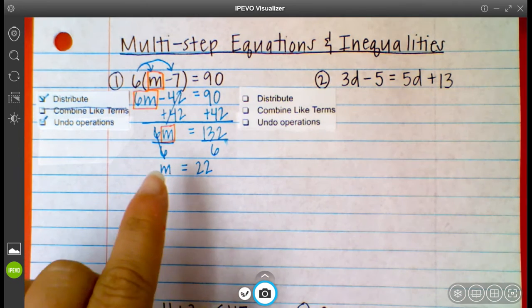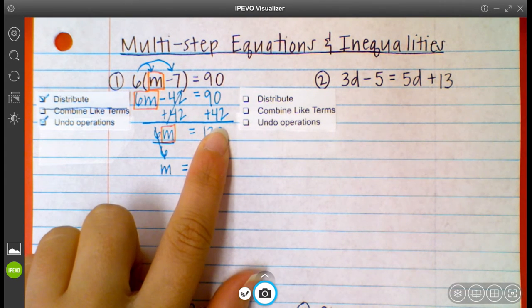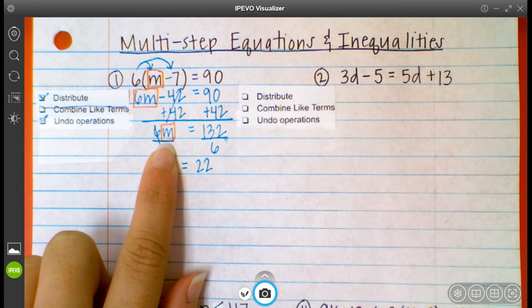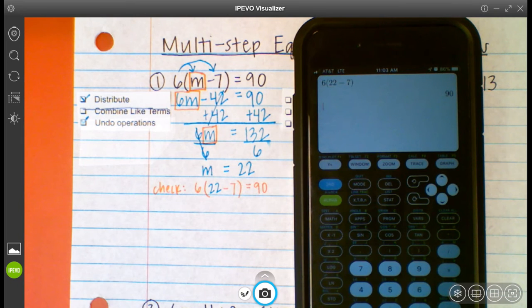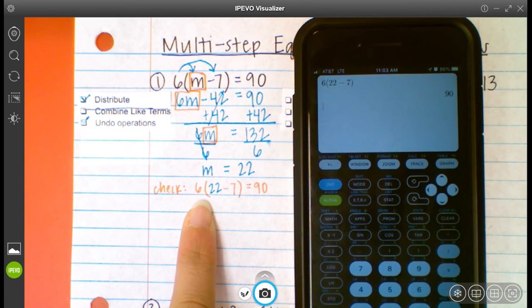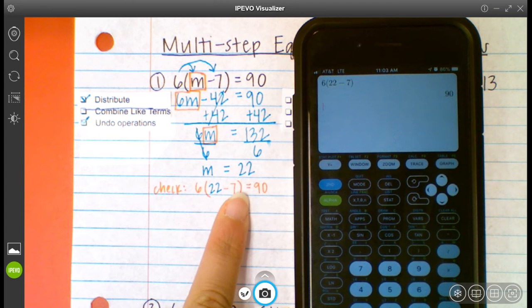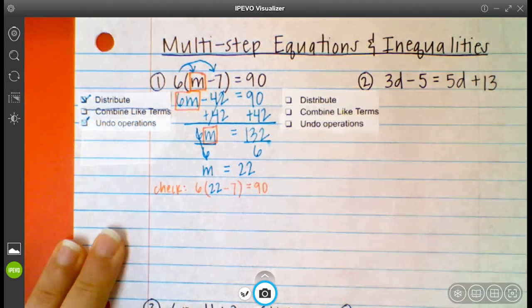So if you go back to your solving process, guys, we have adding 42 on both sides. Notice to get m by itself, we have to not multiply by the 6, but undo that by dividing by 6. So we should end up with m equals 22. And now we can also do our check. And so if we do our quick check, guys, into our calculator, we end up getting 90, which is what we should equal. So that means that 22 is our solution for m.